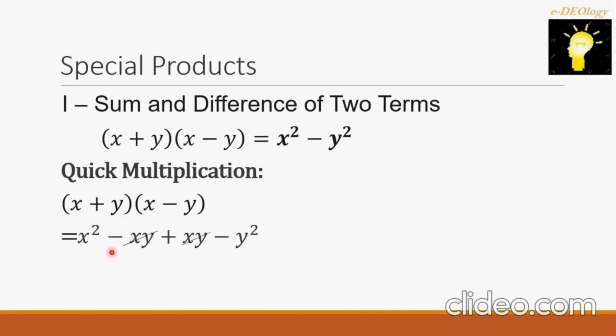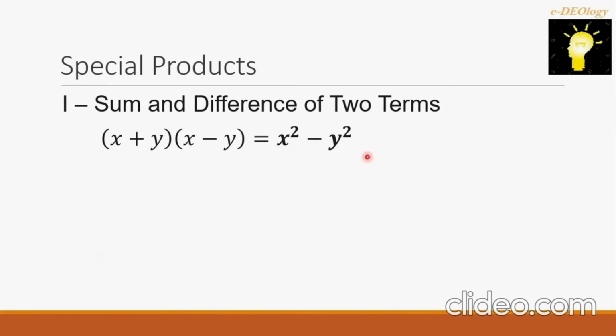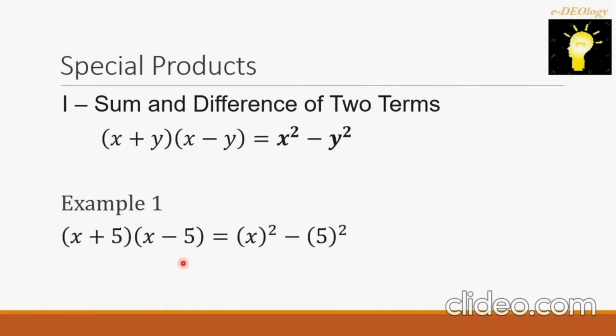Then we can see that we can cancel the negative xy and the positive xy here. So copying the remaining terms, x squared and then minus y squared. And we can see that this product is the same as our formula here. So now we are ready to take some examples. Example 1, x plus 5 multiplied by x minus 5.